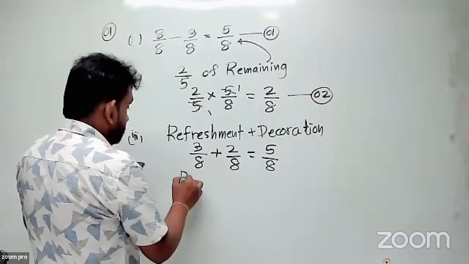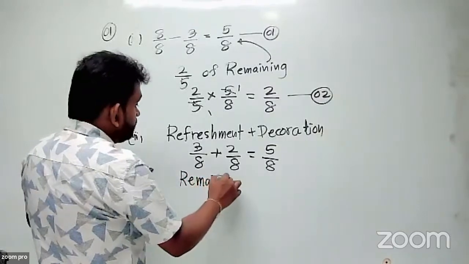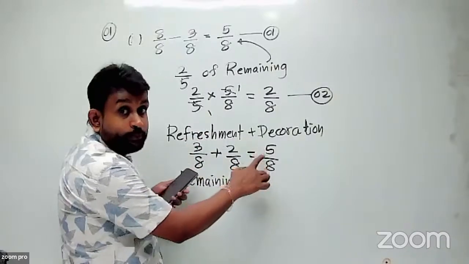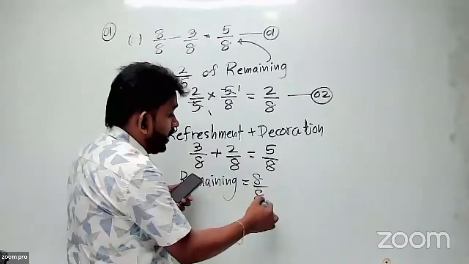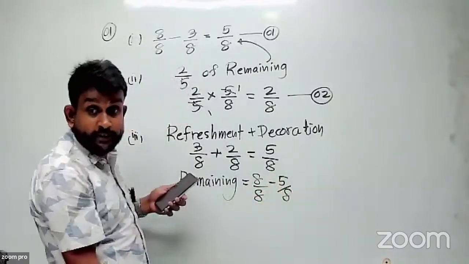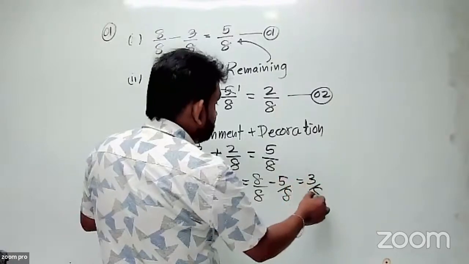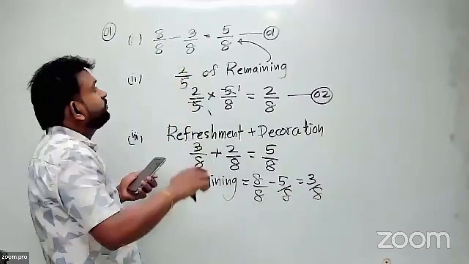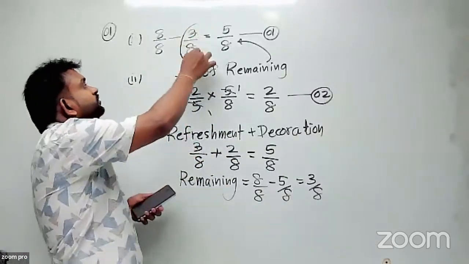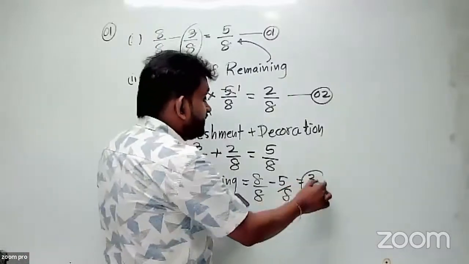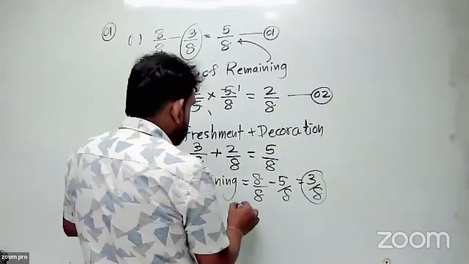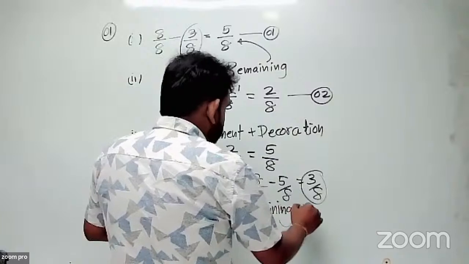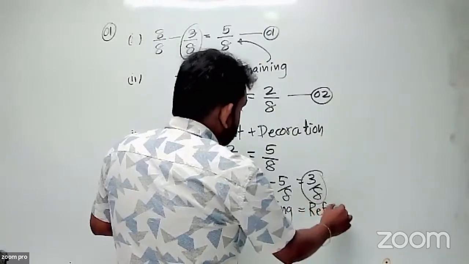Then the remaining after that. So how to find the remaining? Always we assume we have 8 upon 8 part. So we spend 5 upon 8 part. So just subtract the spent 5 upon 8 from 1. So we have 3 upon 8, that is the remaining part. They are saying that that is equal to the refreshment part. Refreshment part is also 3 upon 8. Here also 3 upon 8, that is equal. Therefore, the remaining is equal to the refreshment part.